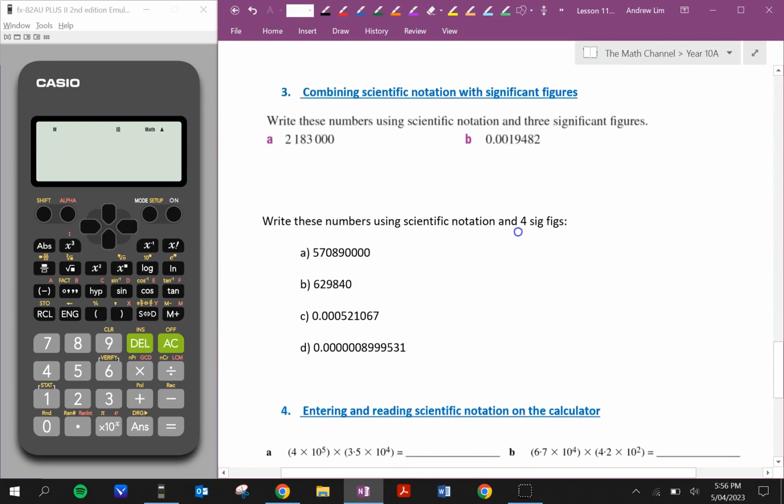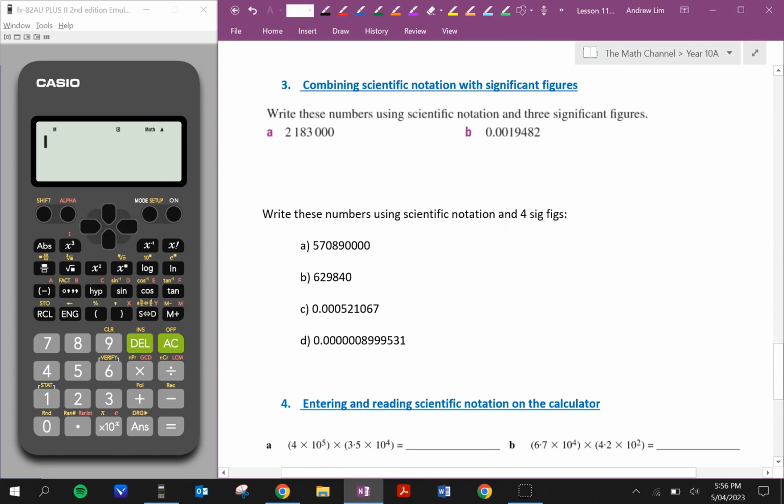Alright, so let's now combine scientific notation with significant figures. I might refer to this as sig figs because that's how I learned it when I was in high school. Okay, significant figures, sig figs. So write these numbers using scientific notation and 3 significant figures. So what I like to do first is actually write it in scientific notation and then round it to 3 sig figs. So I'm going to write this in scientific notation.